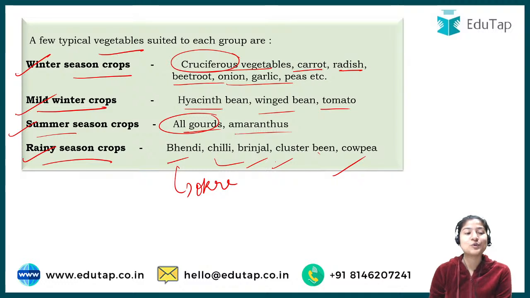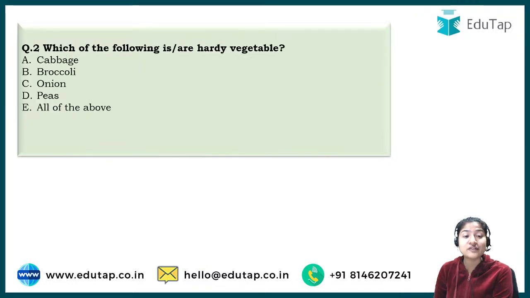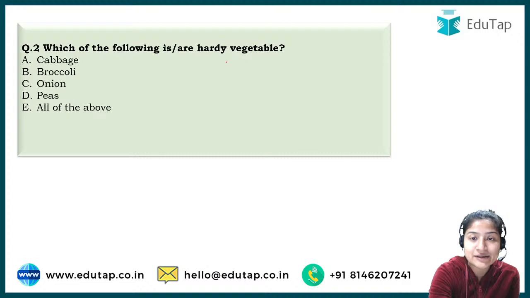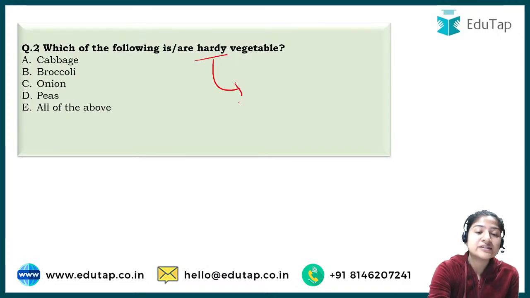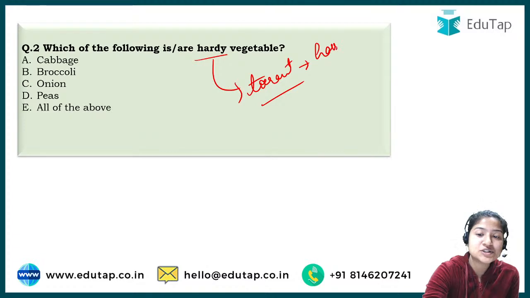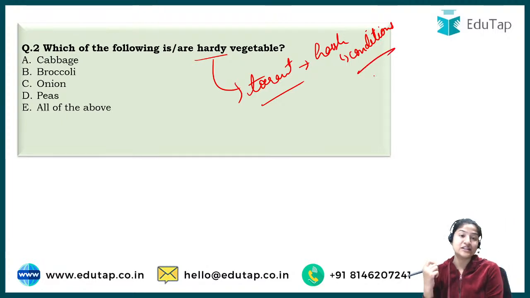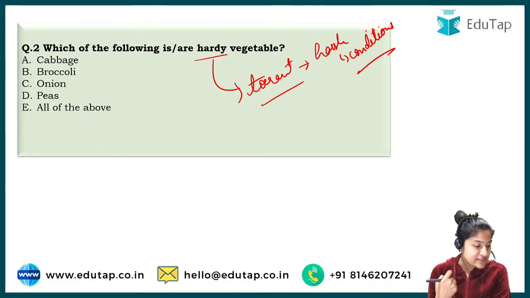Right, so now let's move to question number 2, which is: which of the following is or are hardy vegetables. So basically, what are hardy vegetables? These are vegetables that are quite tolerant to harsh climatic conditions. Such vegetables which can withstand harsh climatic conditions are known as hardy vegetables. Here are the following examples, and you have to tell the correct answer.